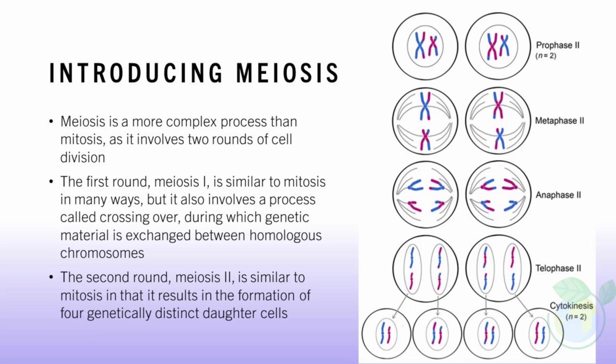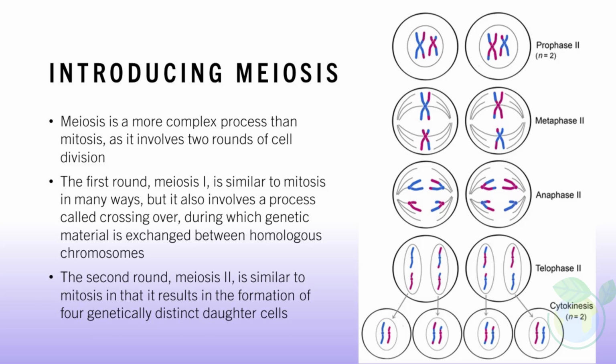Introducing meiosis. Meiosis is a more complex process than mitosis, as it involves two rounds of cell division. The first round, meiosis 1, is similar to mitosis in many ways, but it also involves a process called crossing over, during which genetic material is exchanged between homologous chromosomes. This results in genetic diversity among the daughter cells. The second round, meiosis 2, is similar to mitosis in that it results in the formation of four genetically distinct daughter cells.